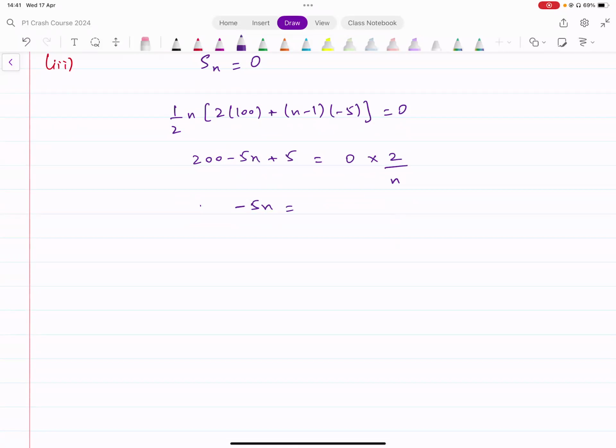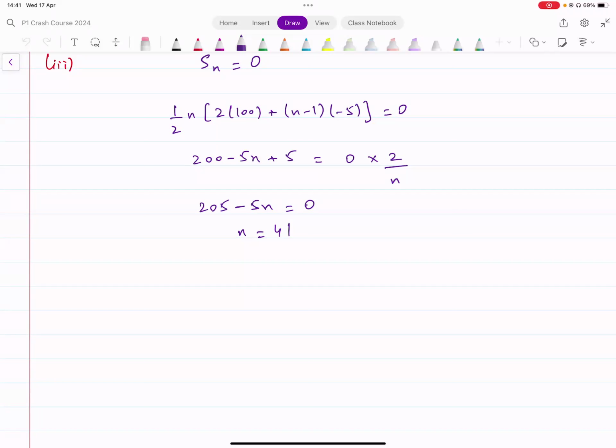205 minus 5n equal to 0, and n equals 205 over 5. That I think is 41, right? n turns out to be 41. If the sum of the first n terms is 0, the value of n is supposed to be 41.